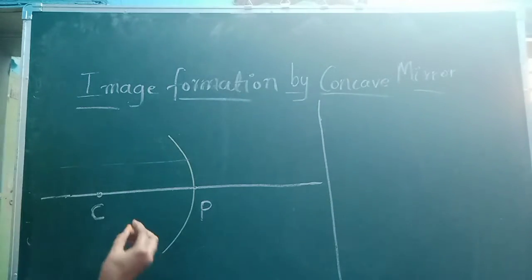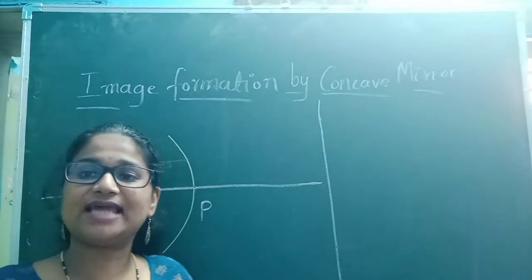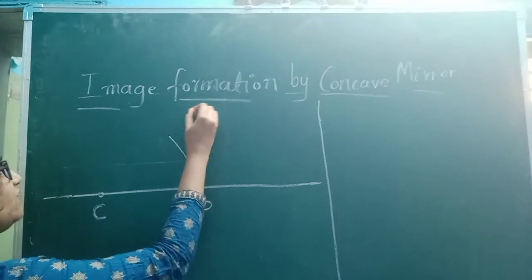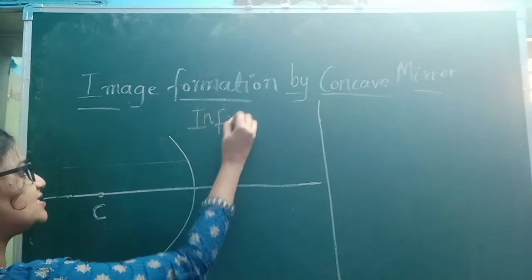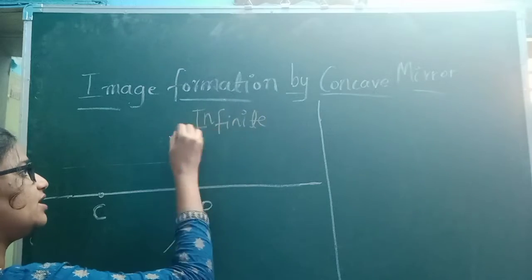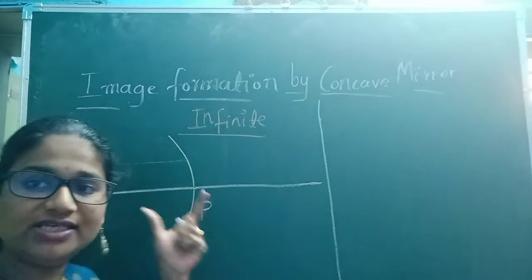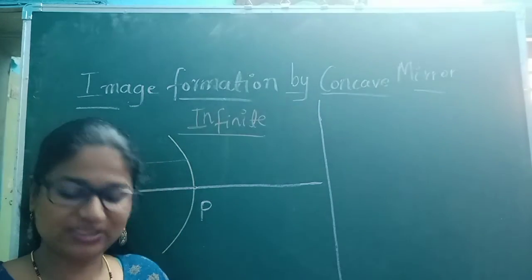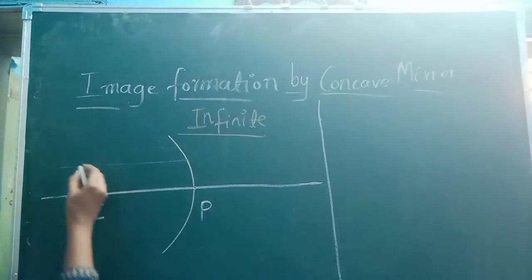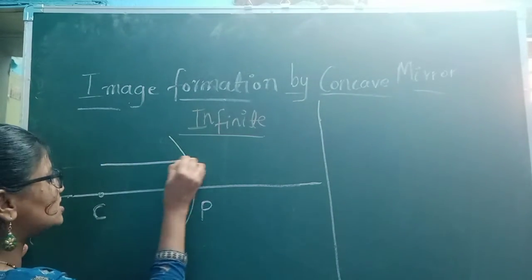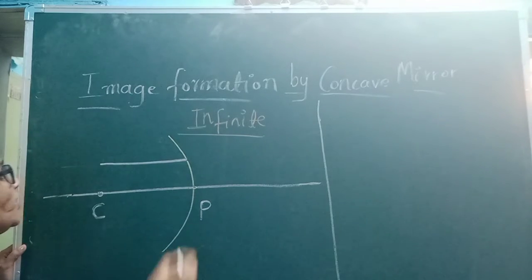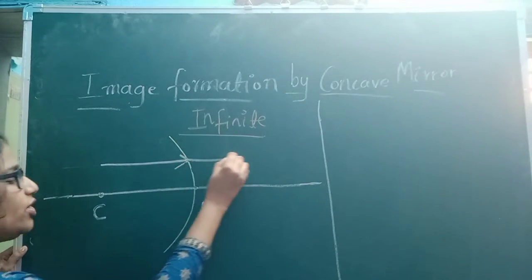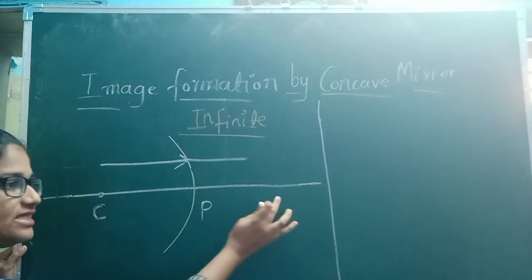So let me consider an object placed at an infinite distance. What do you mean by infinite distance? Infinite distance means at a far distance. When the object is placed at a far distance, a parallel beam of light is incident on a concave mirror, parallel to the principal axis.